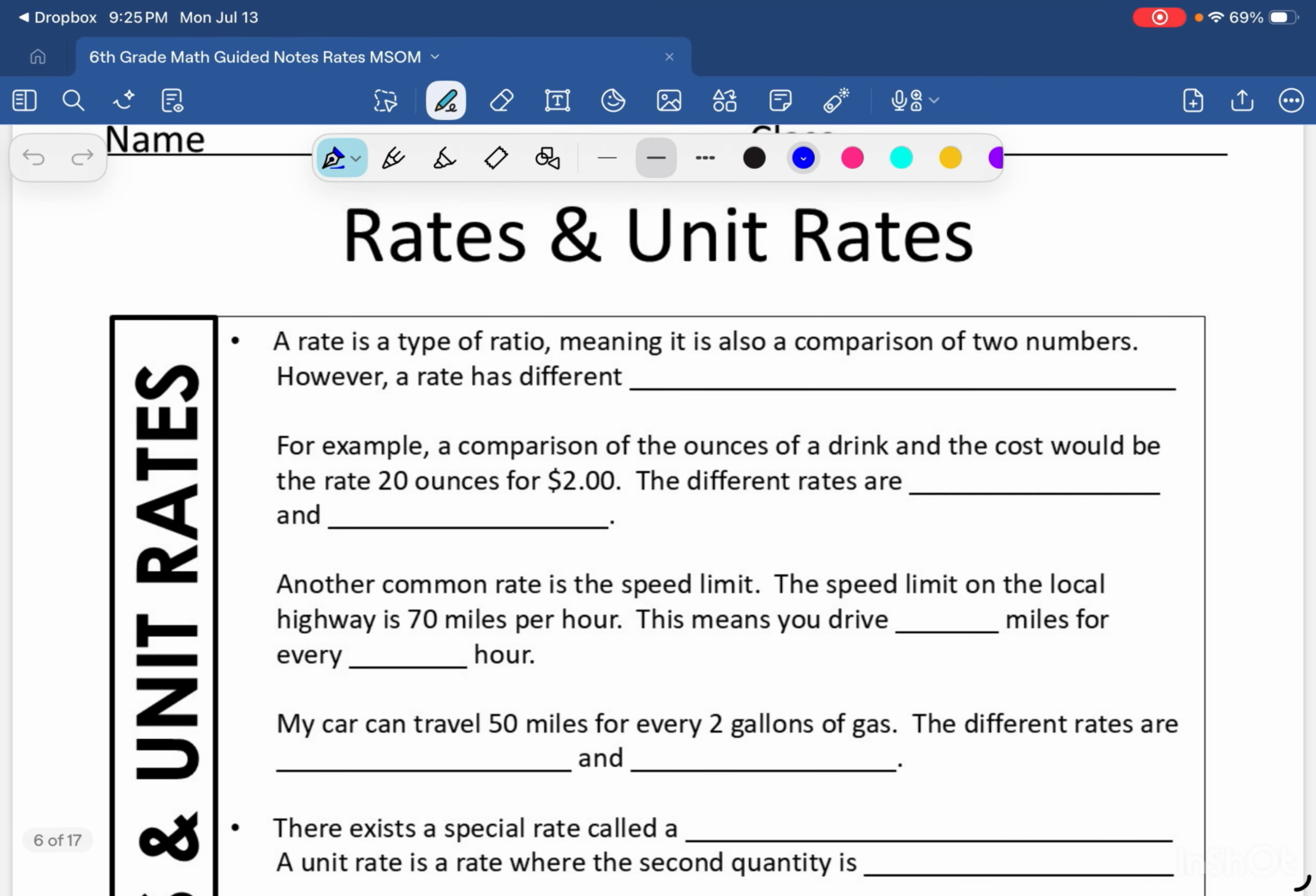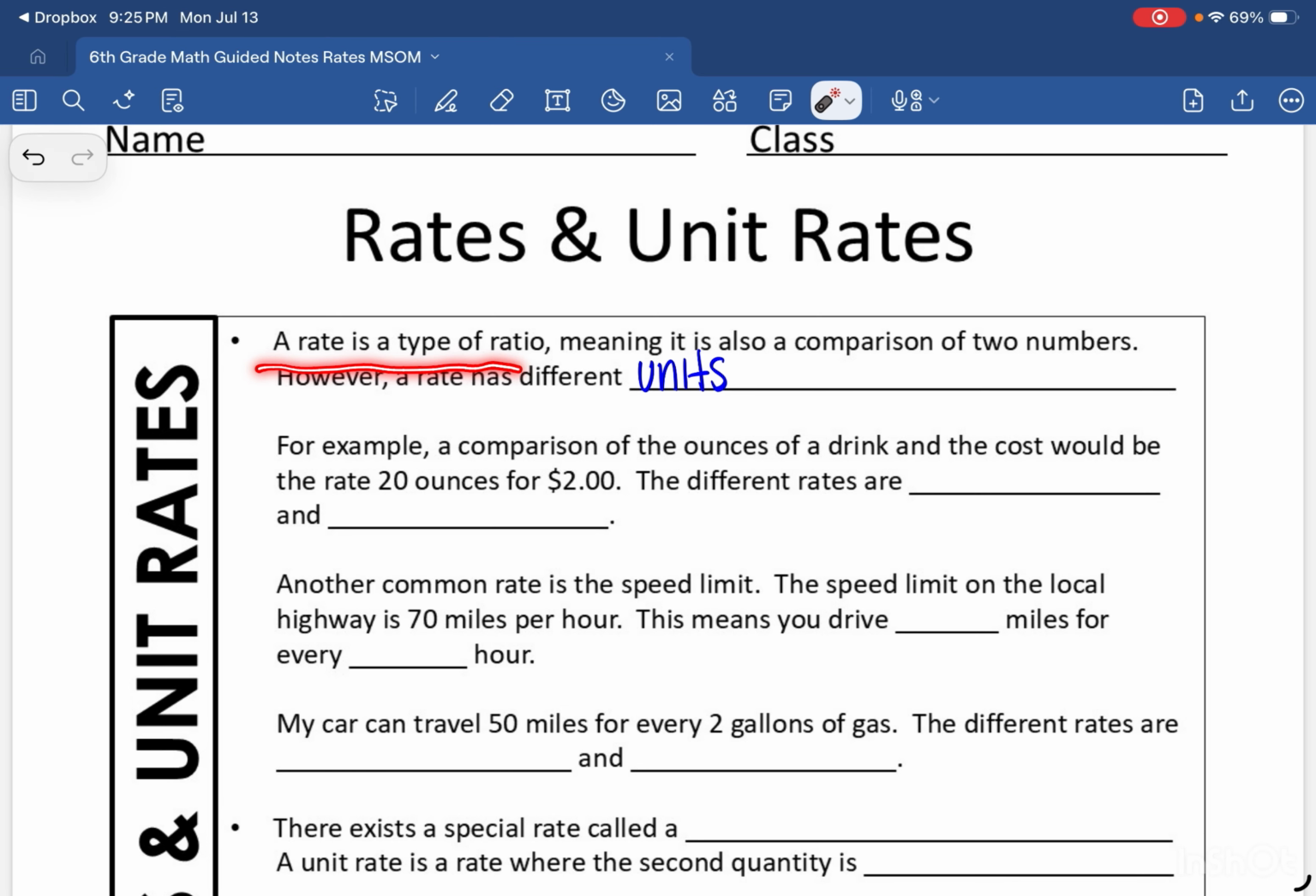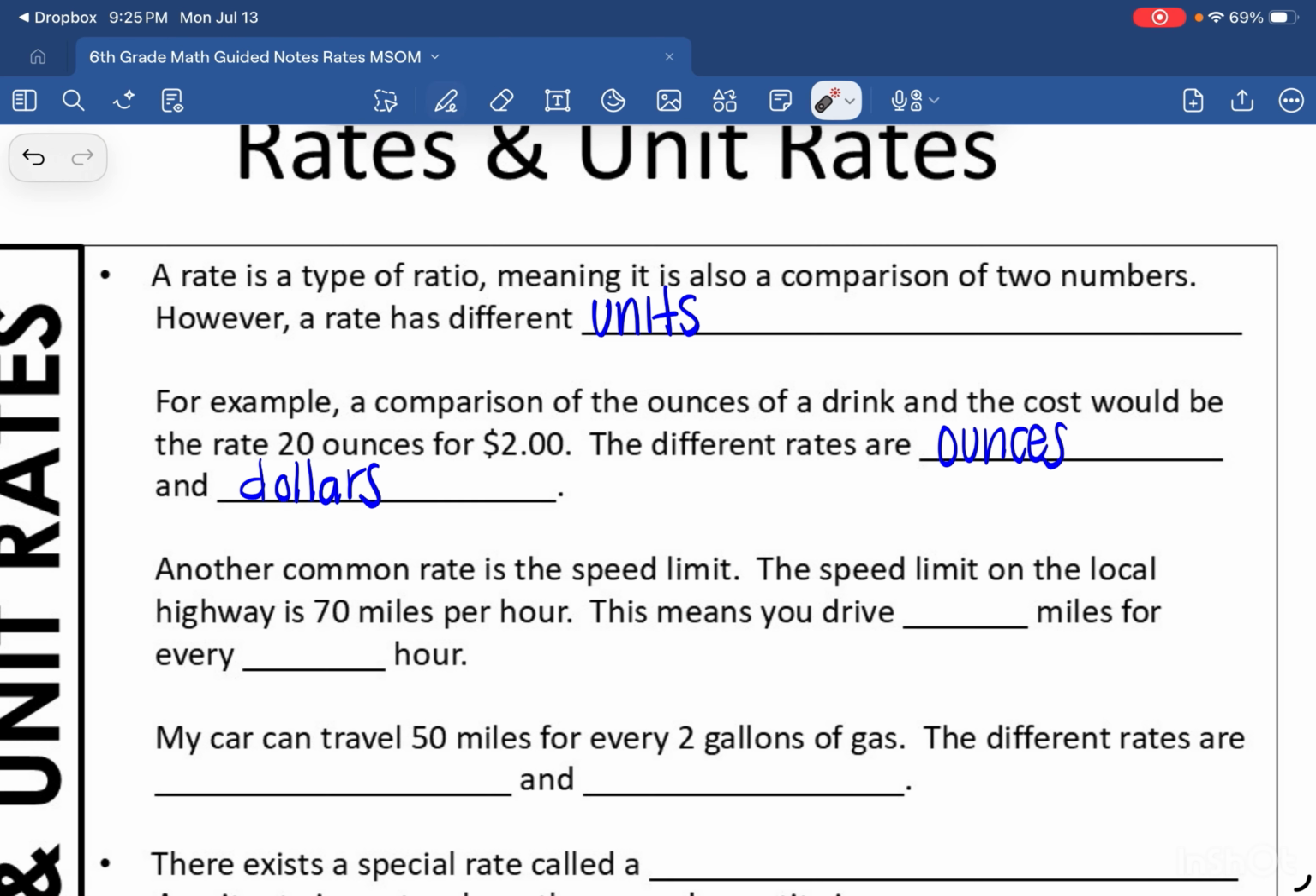Let's get started. A rate is a type of ratio, meaning it is also a comparison of two numbers. However, a rate has different units. For example, a comparison of the ounces of a drink and the cost would be the rate 20 ounces for $2. The different rates are ounces and dollars.